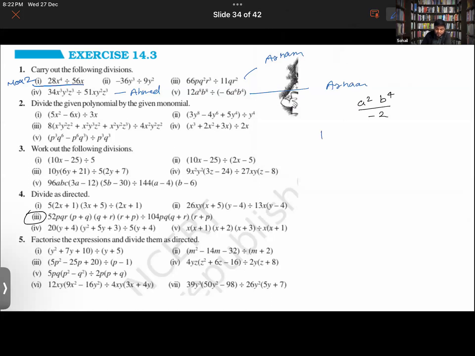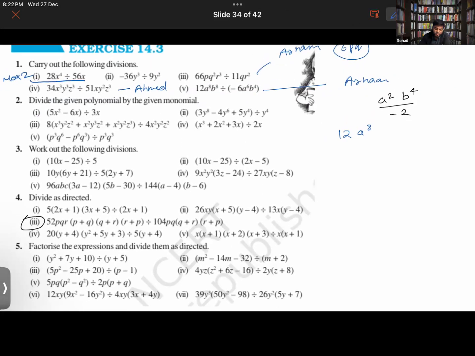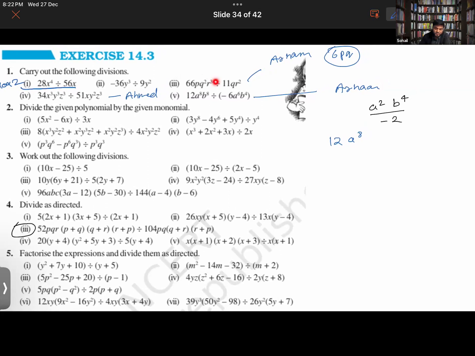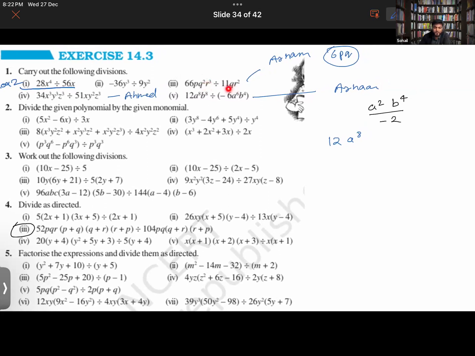So I also got my answer. Okay, what value are you getting? 6 PQ for this one. Yes. Okay. What about Moaz and Ahmed? 6 PQ only, or is R also there? Sir, R will also be there, no? R square divided by R square is 0, right? No. Actually, this is R cube over here. This is R cube, and this is R square. So R will also come there.